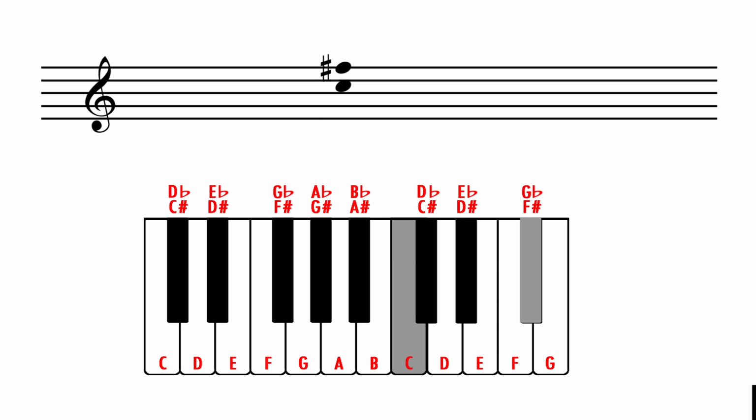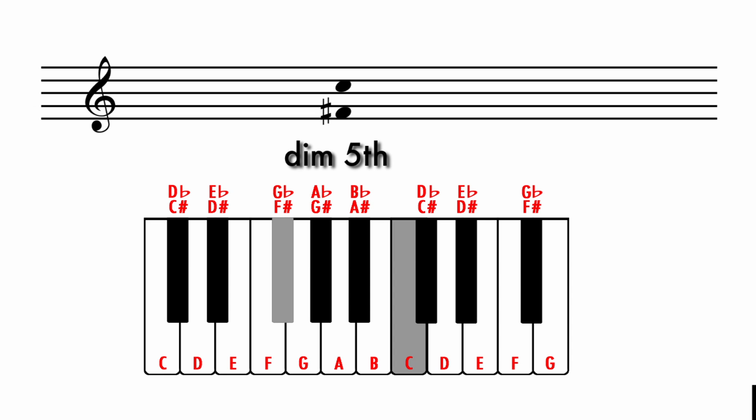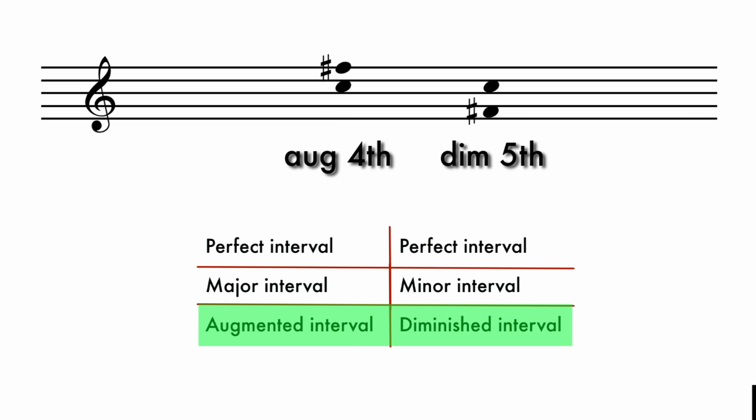Let's quickly test it. Let's take the top note, F sharp, drop it down an octave. This is now the bottom note of the interval. We're going to count the note names now, F, G, A, B, C. It's a fifth. Also, by going to the major scale chart, you will see that C sharp is in the key of F sharp major. The C sharp has been lowered by half a step to C. This has been diminished. So this interval is a diminished fifth. So the inverse of an augmented fourth is a diminished fifth.